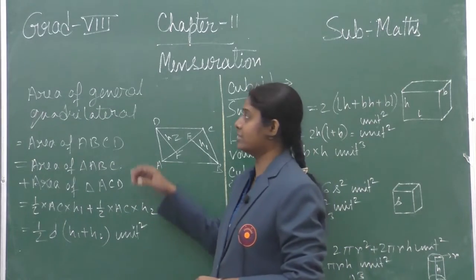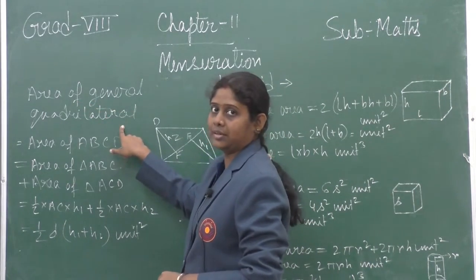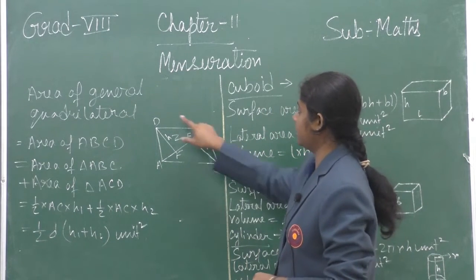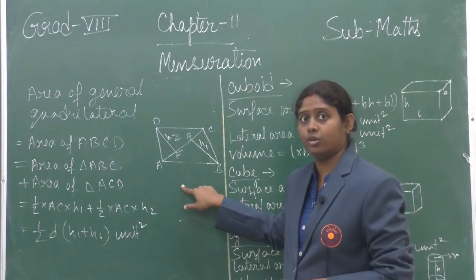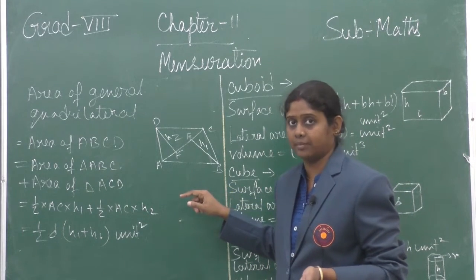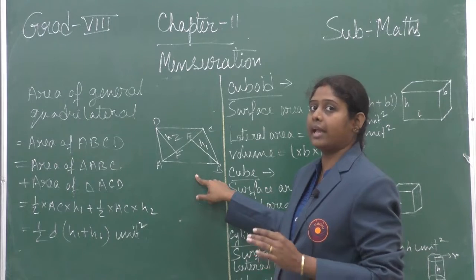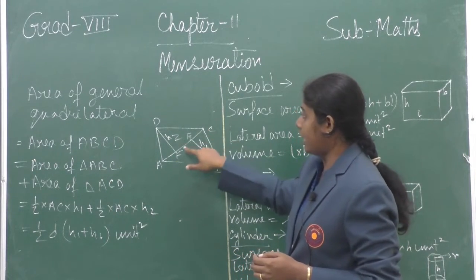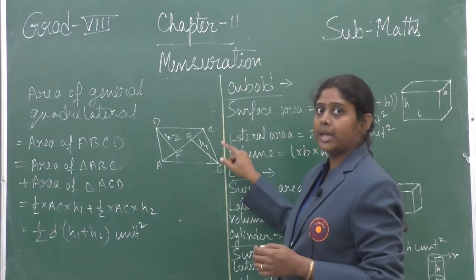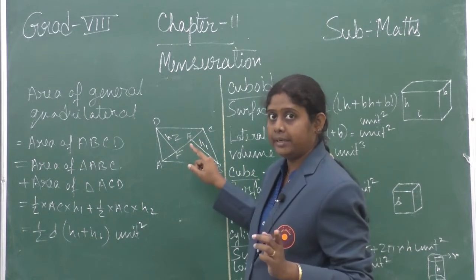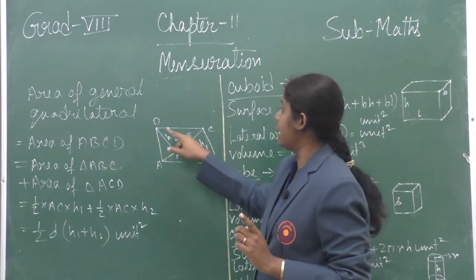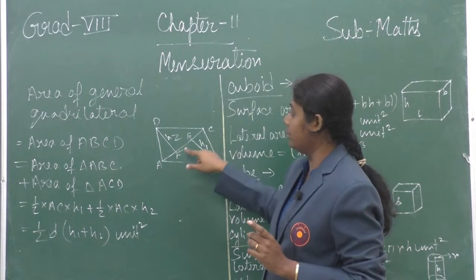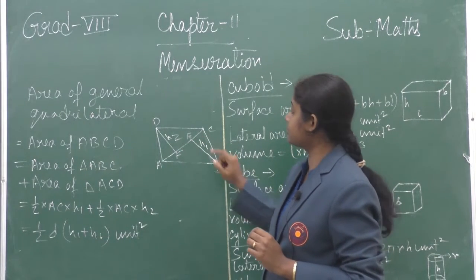Our next topic is the area of general quadrilateral. You can see here, this is the figure of general quadrilateral ABCD. It is not matching with any parallelogram, it is not matching with any trapezium, right. So, to find out the area of this figure, first we will draw the diagonal AC, then we have to draw 2 perpendiculars from the vertices B and D respectively over the diagonal AC.